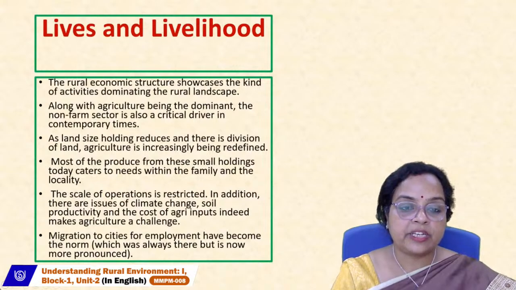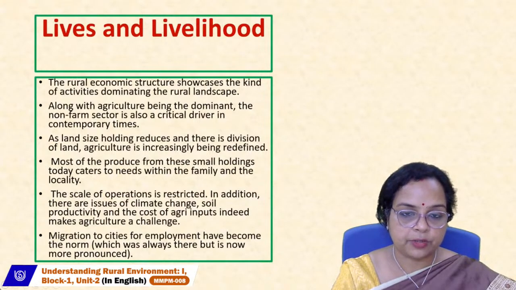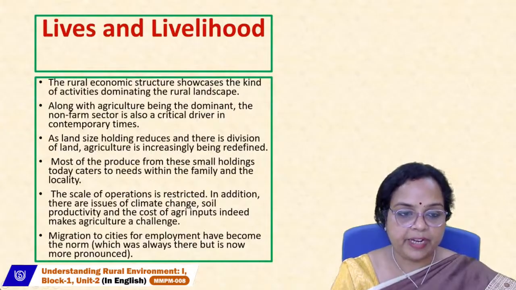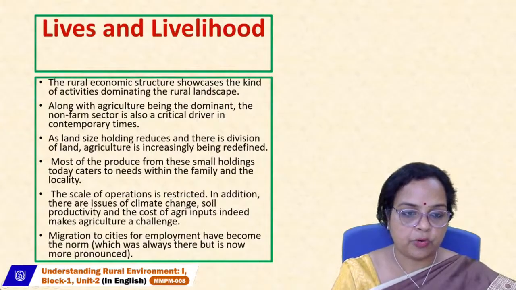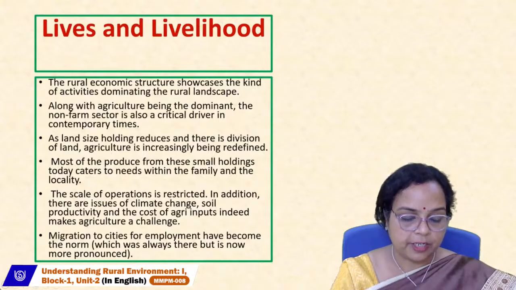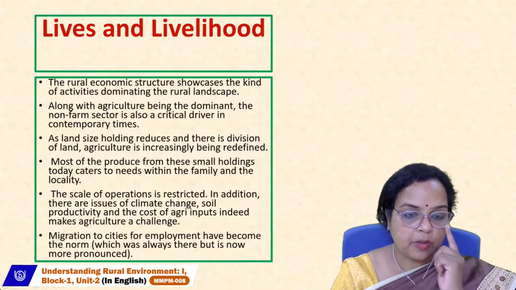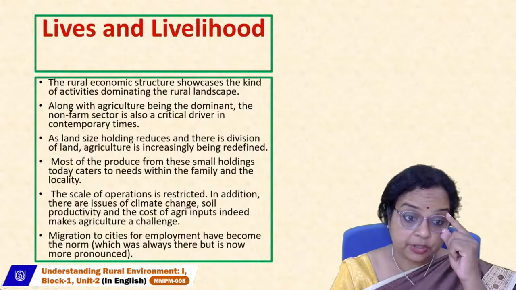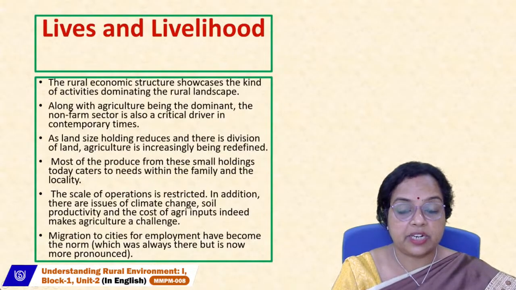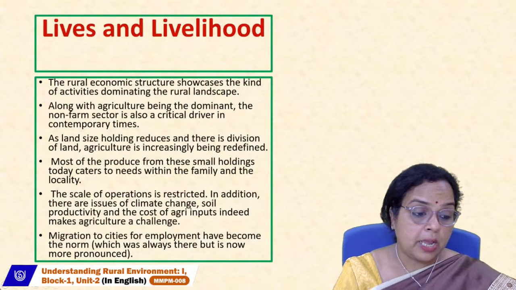As land holding size reduces, as we understood last class, agriculture is increasingly being redefined. Most of the produce from these small holdings today caters to the needs within the family and the locality, because land size is reducing day by day. The scale of operation is restricted. In addition, there are issues of climate change, soil productivity, and cost of agri inputs, which indeed make agriculture again a challenge for the villages.